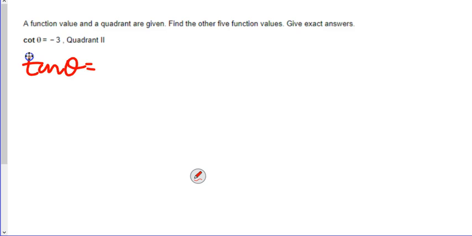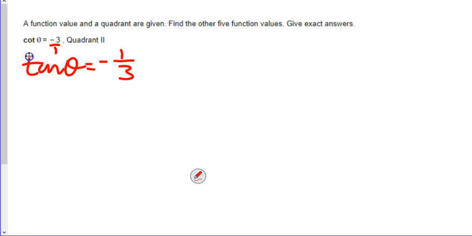All right, because I don't want to work with the cotangent. Anytime I'm given a cotangent, I'm just going to go to tangent and then work from there. So the tangent's the reciprocal. So if cotangent is -3, then the tangent is 1/3, negative. We might have to worry about where that negative goes.